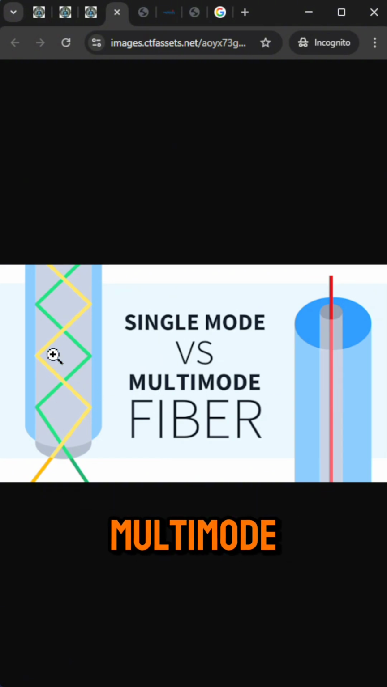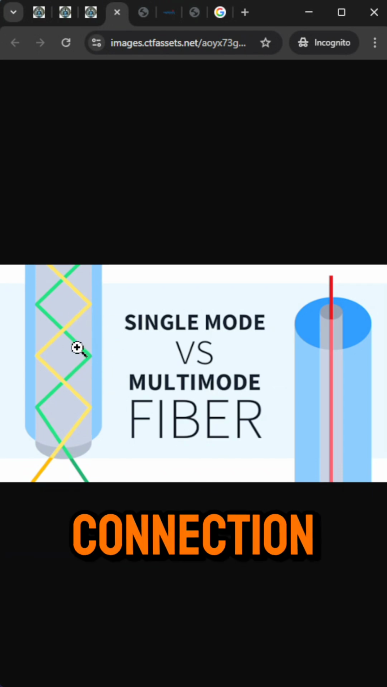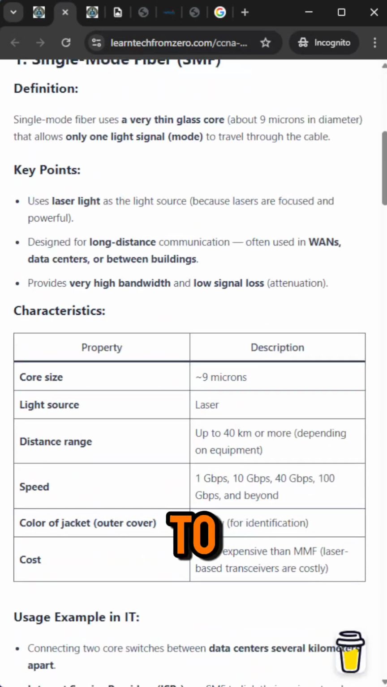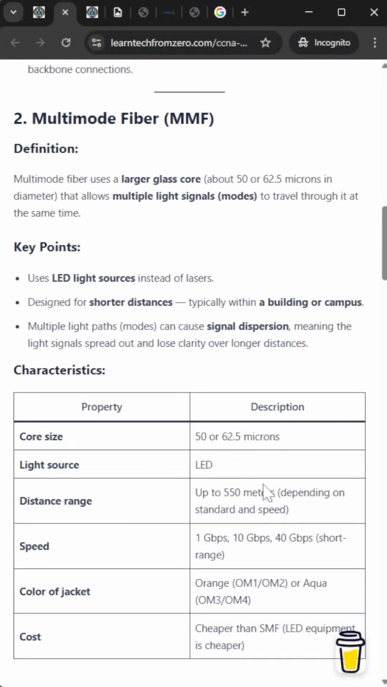And then you have multi-mode fiber. This is typically used within a building, or connecting two buildings, so it is mostly for LAN connections. This one uses LED lights rather than laser. Laser covers longer distances and is faster, covering up to 40 kilometers. This one is LED light, and it covers up to 550 meters only, so it's just a small area.